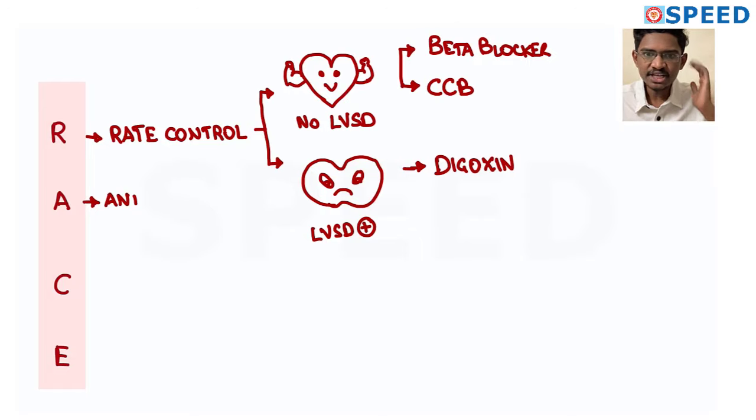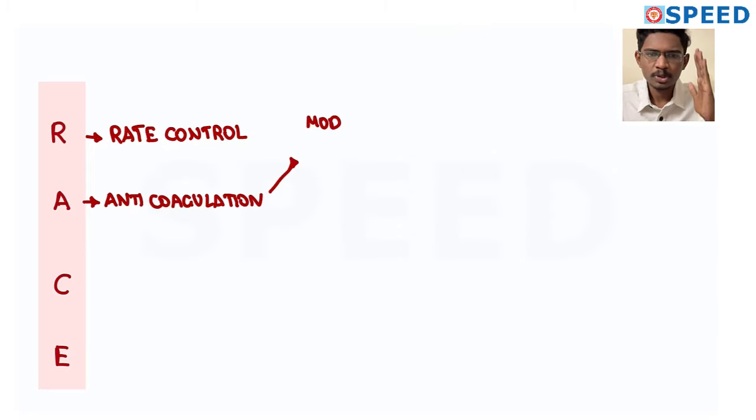Next, anticoagulation. How to give anticoagulation in these patients? See, if it is non-valvular AF, then you should calculate the CHA2DS2-VASc score.